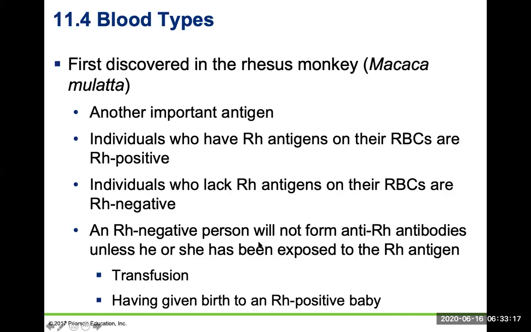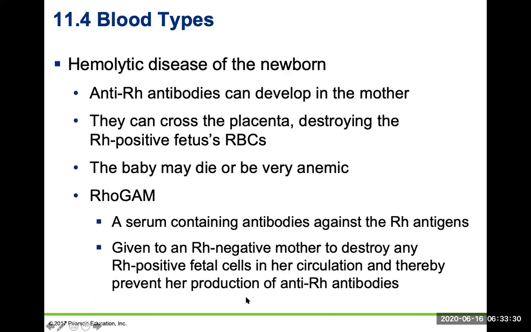An Rh negative person will not form anti-Rh antibodies unless he or she has been exposed to the Rh antigen through a transfusion or having given birth to an Rh positive baby. Hemolytic disease of the newborn: anti-Rh antibodies could develop in the mother, and they could cross the placenta, destroying the Rh positive fetus's red blood cells. And the baby could die or become very anemic. So this is why blood type is important in pregnancy.